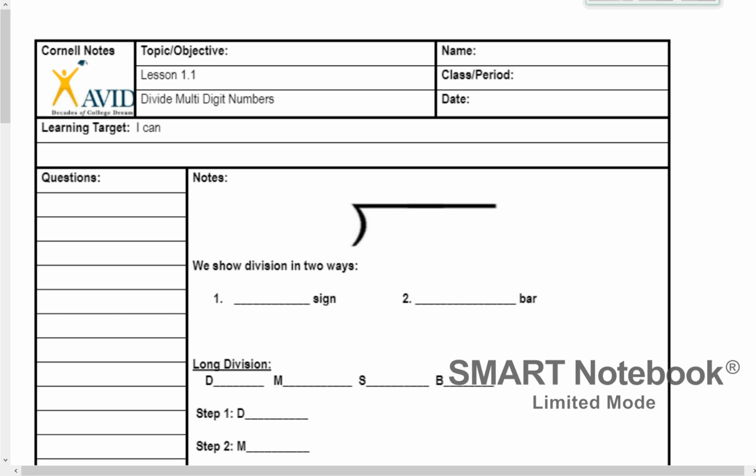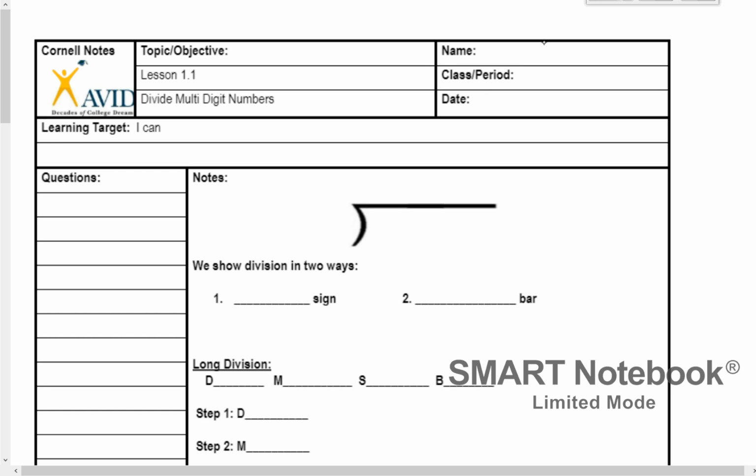Today we're going to be learning how to divide multi-digit numbers using long division. It is a sixth grade standard to know how to do this using long division, so we do have to use this method in order to divide multi-digit numbers in sixth grade.